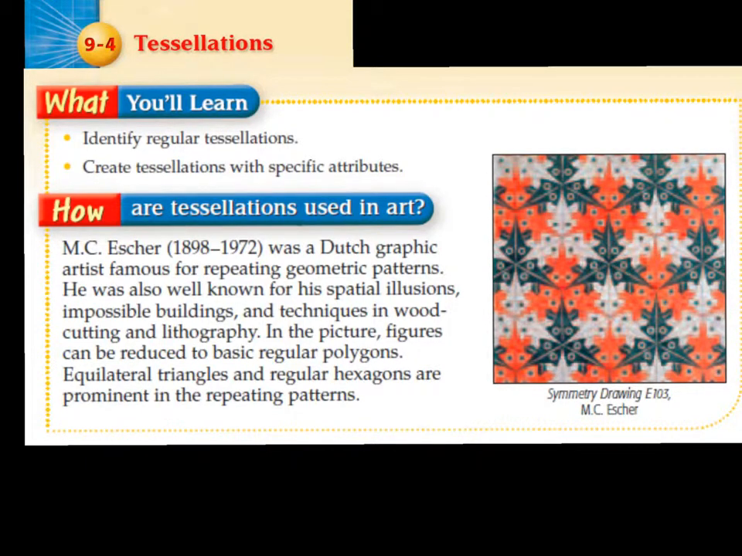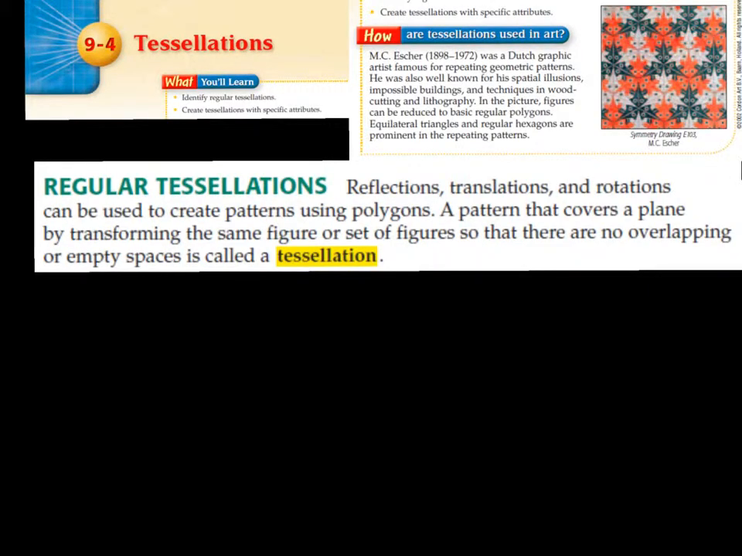M.C. Escher was a Dutch graphic artist famous for repeating geometric patterns. He was also well known for his spatial illusions, impossible buildings, and techniques in woodcutting and lithography. In the picture, figures can be reduced to basic regular polygons. Equilateral triangles and regular hexagons are prominent in the repeating patterns. Reflections, translations, and rotations can be used to create patterns using polygons.